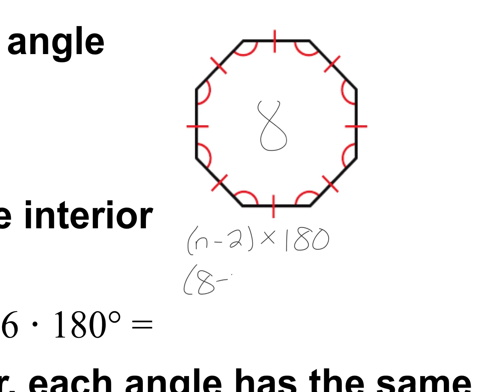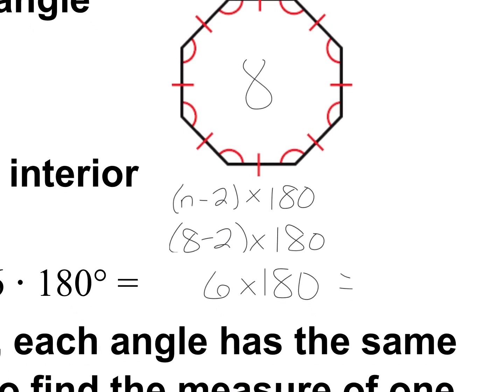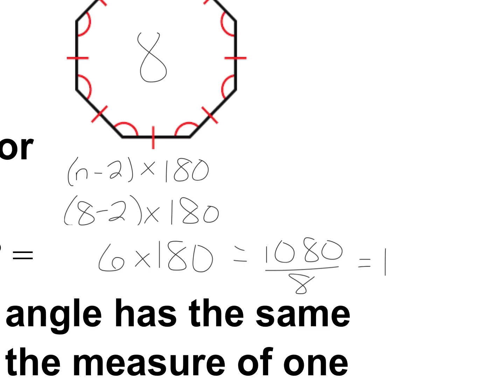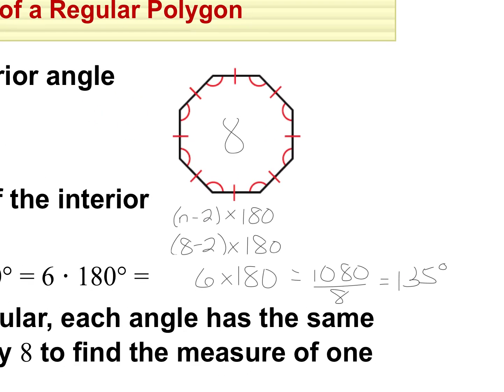So we have 8 minus 2 times 180. Again, what do you have to do first? Subtract first, so we get 6 times 180. What does that equal out to? 1080. Now that's the measure of all the angles put together. How do we find the measure of one? Divide by the number of sides, which is 8. What'd you get? 135. Does everyone agree? You all got 135? Good. Any questions with interior angles?